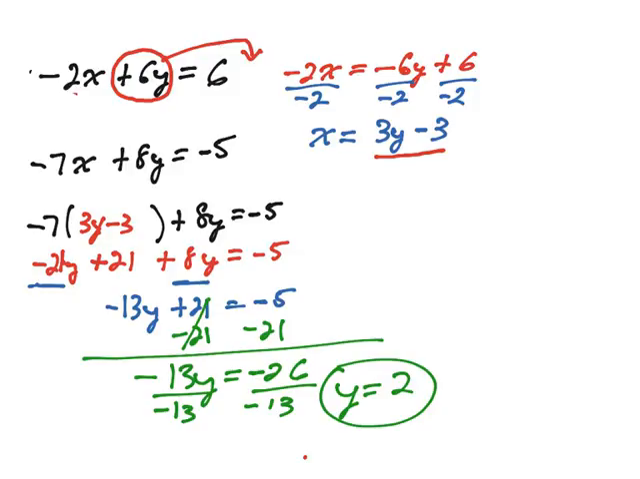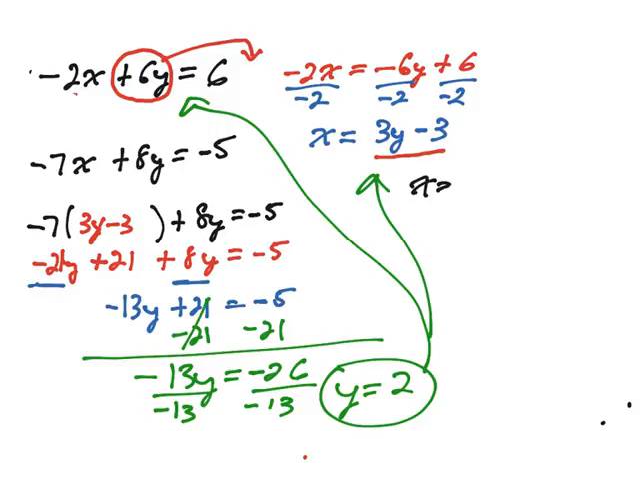Okay, so now that I have my value for y, the y is positive 2, I can go back into the first equation, either this version here or this version here, and substitute 2 for y, and then solve for x. So I'm going to use this second version here because it's easier. So I have x equals 3 times the value of y minus 3. And the value of y is 2. So 3 times 2 is 6. And 6 minus 3 is 3.